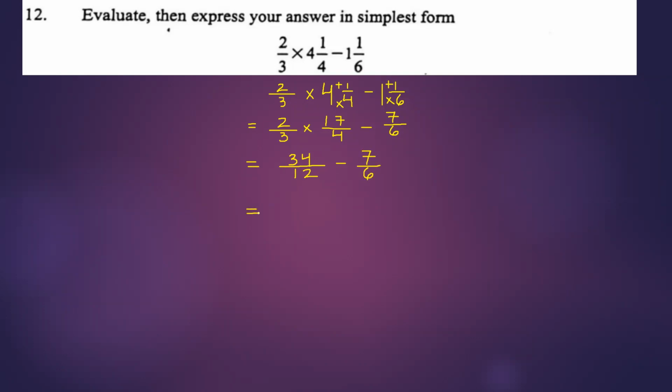Quick question before you move on. So when it's like that, we don't have to find the LCM for them? No, it's multiplication. So you don't find the LCM for multiplication. Only when you get addition or subtraction, then you must find the LCM. Good question. All right, now what's the lowest common multiple between 12 and 6?